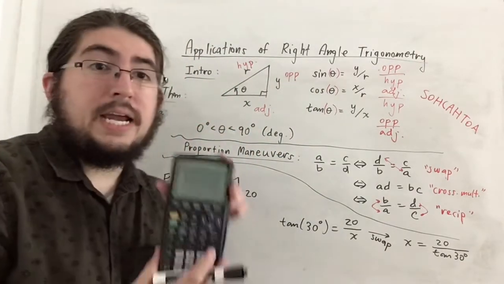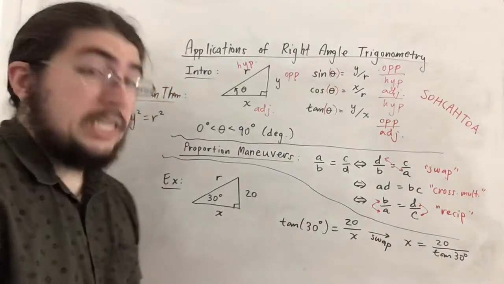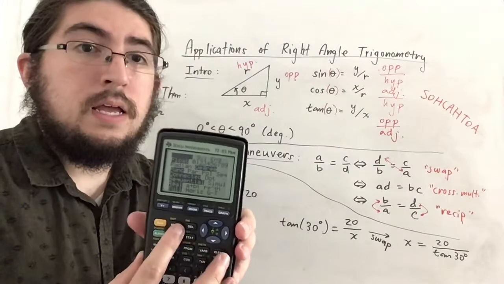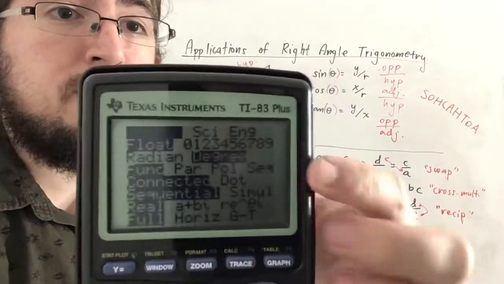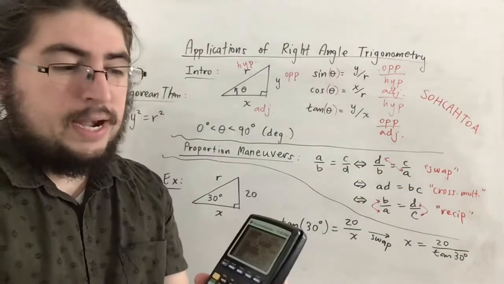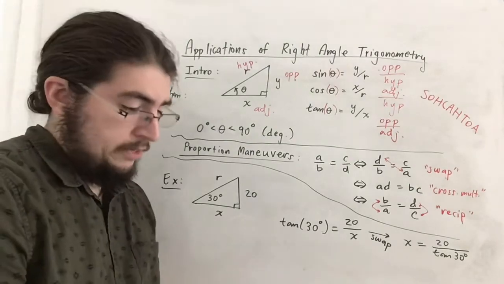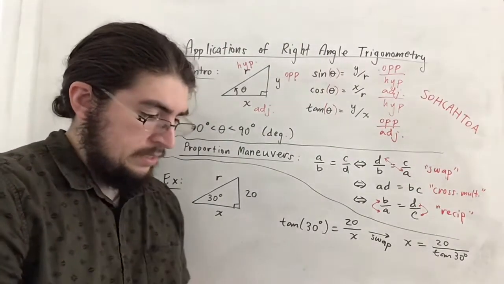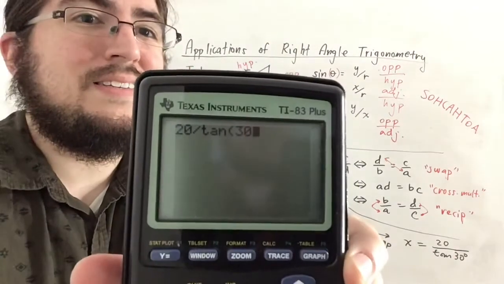I'm using a TI-83 Plus, by the way. Make sure you're in degree mode. What that entails is just to press mode, and you can see right here I'm in degree mode for the third line. If you're in radians, just arrow down and then select degrees. So now I'm going to type in 20 divided by tangent of 30 degrees, just like this.